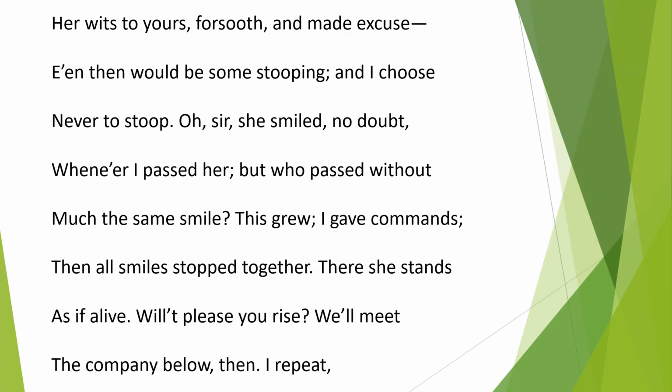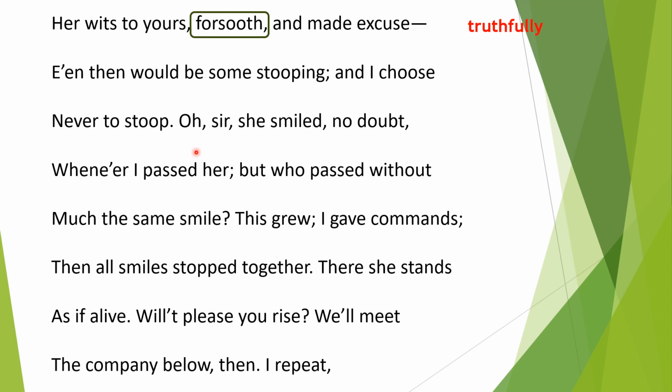"Nor plainly set her wits to ears, forsooth, and made excuse." Very truly, forsooth means truthfully, she might accept, but she made excuses. She would not accept. That's why I don't want to discuss all these things in front of her. It is a kind of stooping down for me. "E'en then would be some stooping, and I choose never to stoop." So in front of a lady, I will never stoop and I will not express my views and opinions. That's what he says.